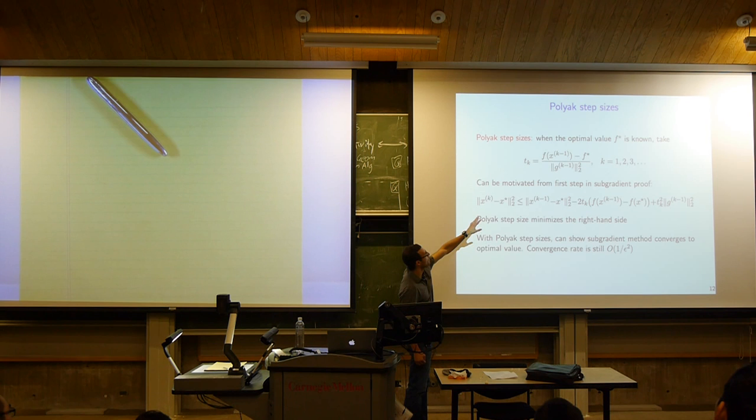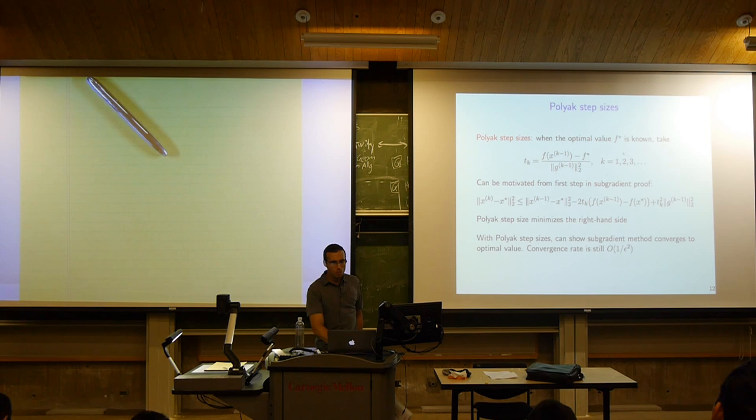So this is f of x_{k-1} minus f star, divided by the norm of the subgradient at x_{k-1} squared. And this is motivated by saying that if we were to go back and see how the subgradient method was analyzed, how we derived its convergence rate, for example, then this gave us the tightest upper bound possible in the first step of the subgradient proof. Okay, so you can think of it as having some mathematical justification.